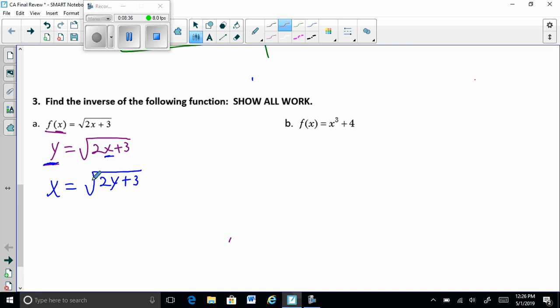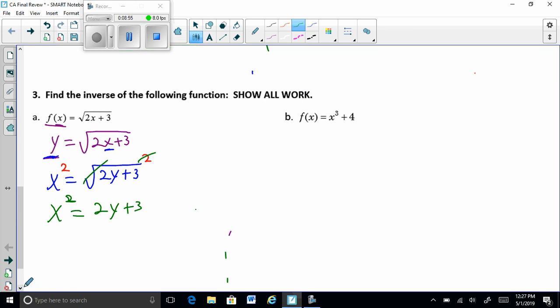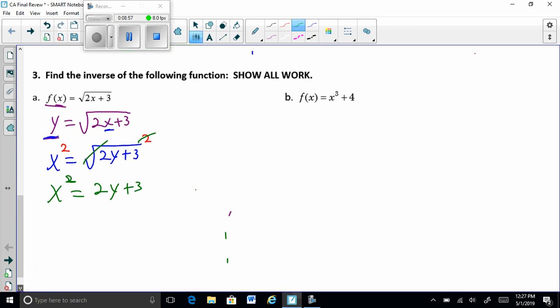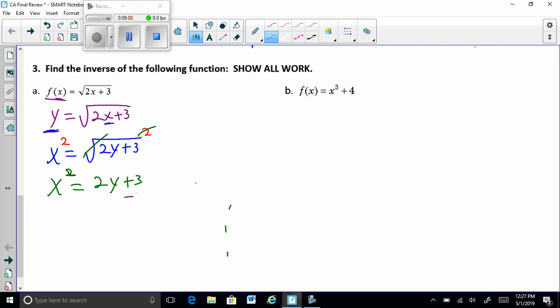Okay, so I want to nullify the square root. So I'm going to square both sides. So in doing so, now I have x squared equals, and nullifies the square root, 2y plus 3. And then from here, I just have to do a little bit of algebra to isolate the y value. So we'll subtract by 3. So let's see, x squared minus 3 equals 2y. And then we'll divide both sides by 2. And there you go.